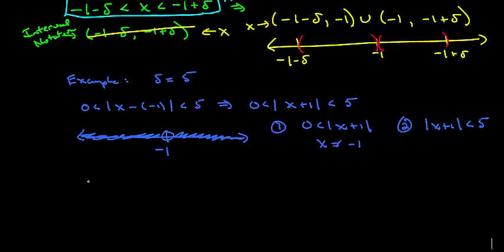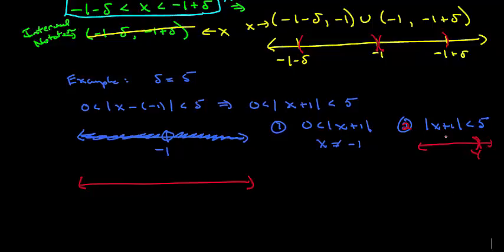So let's look at part 2. I'll do that one in red. Now if 1 and 2 both hold, we're going to look at where they overlap. For part 2, we're looking for all numbers that when you add 1 to them, the absolute value is still less than 5. The biggest x can be is up to 4, because 4 plus 1 is 5, which is not less than 5, so we can't use 4. But we can use everything up to 4, so I'll put a parenthesis there.